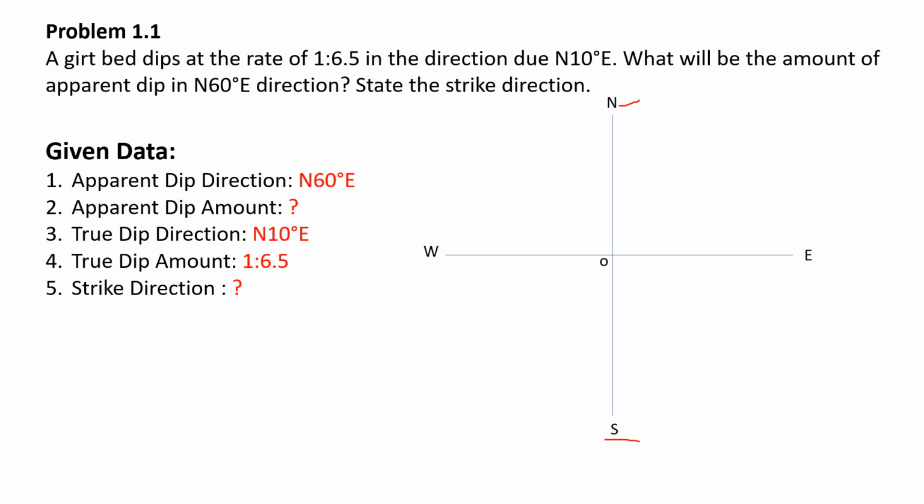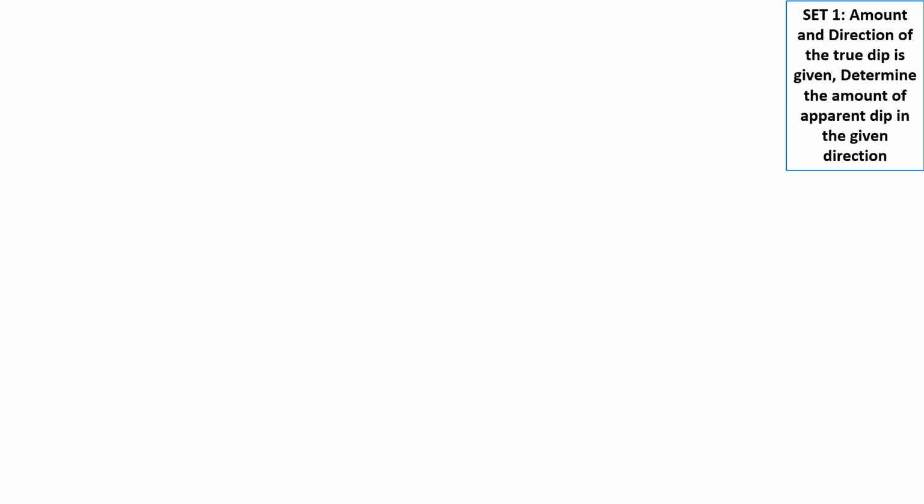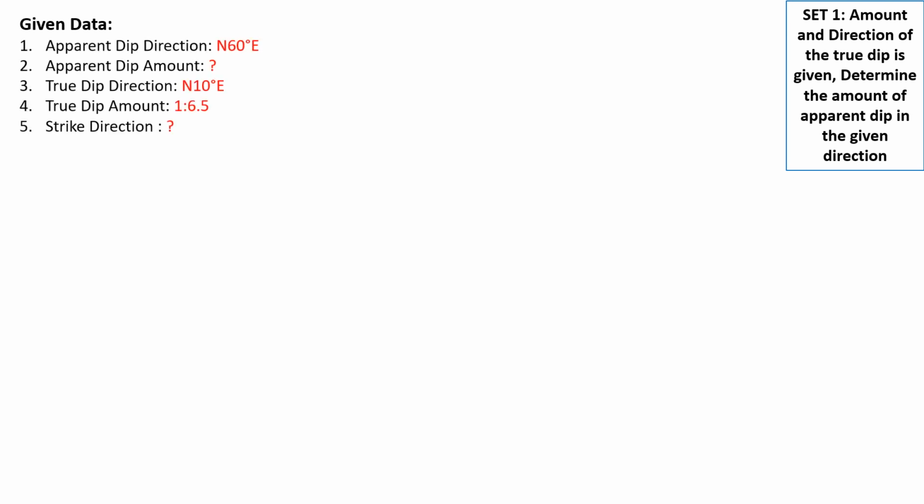Okay, so this is a basic understanding behind the problem. Let us see. I have given the set 1, the meaning of set 1. Then let's see what the given data are. They have given us the apparent dip direction, the true dip direction, and the true dip amount. We have to find out the apparent dip amount and the strike direction.